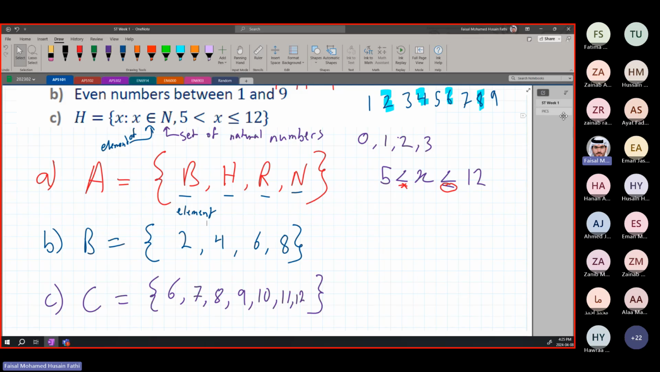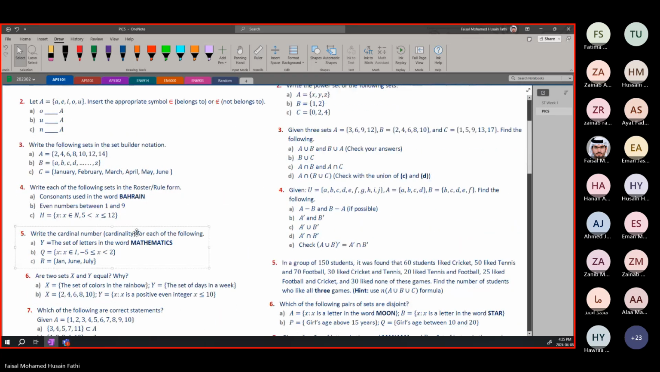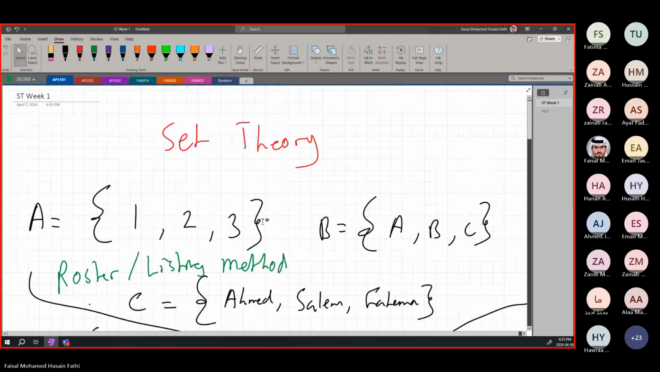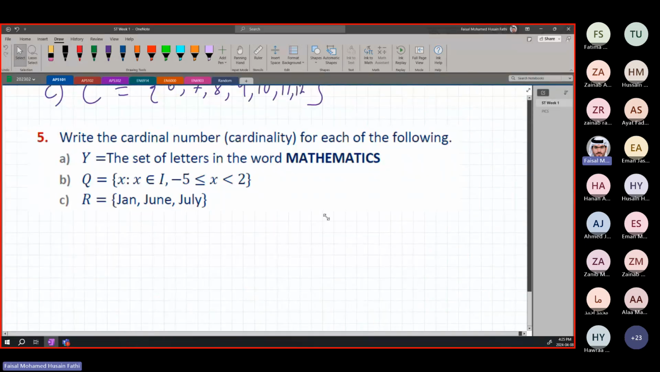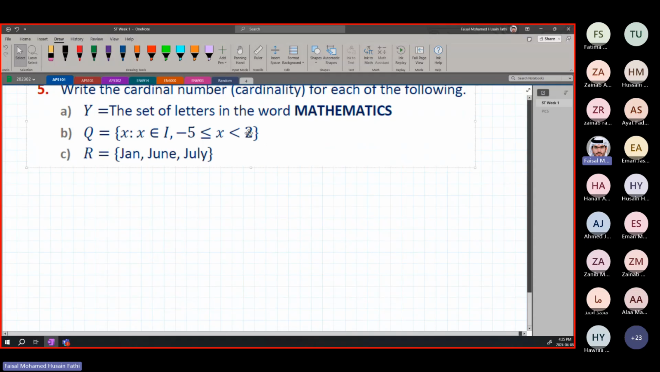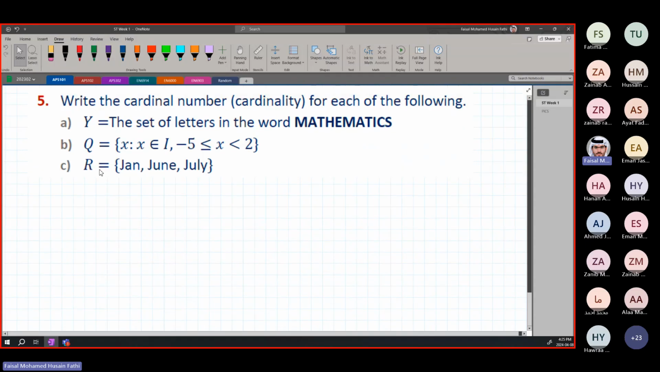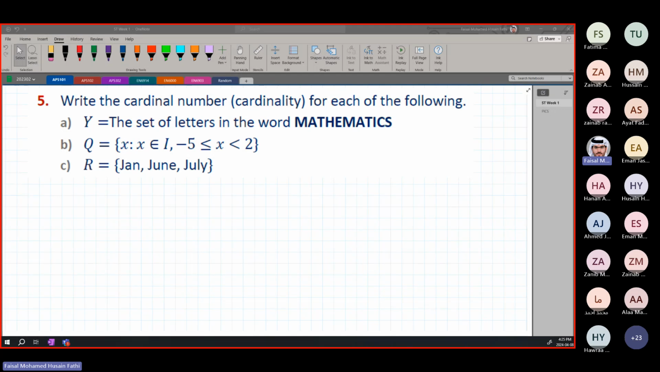Now, let's go to the next question. Question number 5. Write the cardinal number for each of the following. I have not explained what a cardinal number is, so I'm going to take the opportunity to explain it now. A cardinal number is the number of elements in the given set.